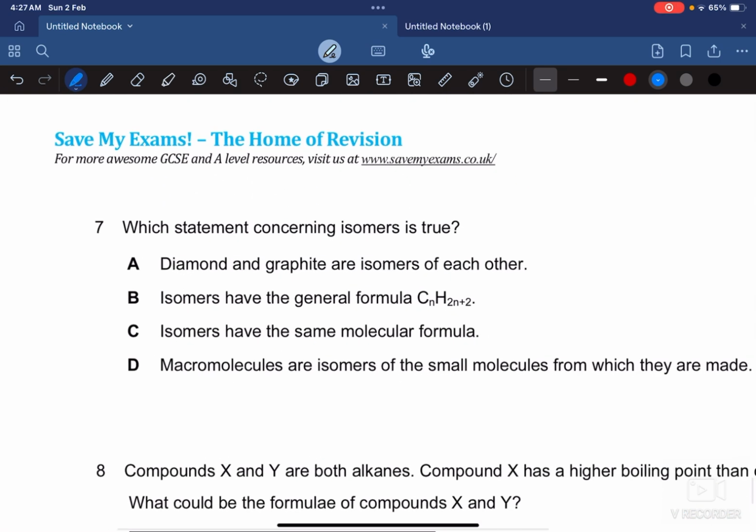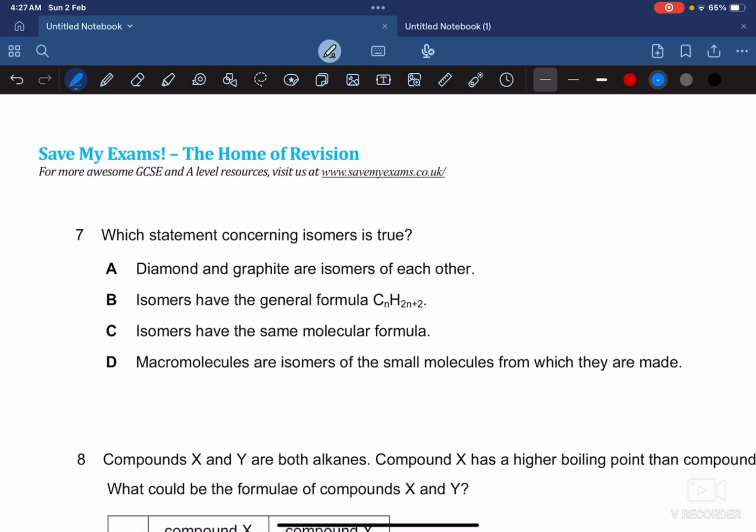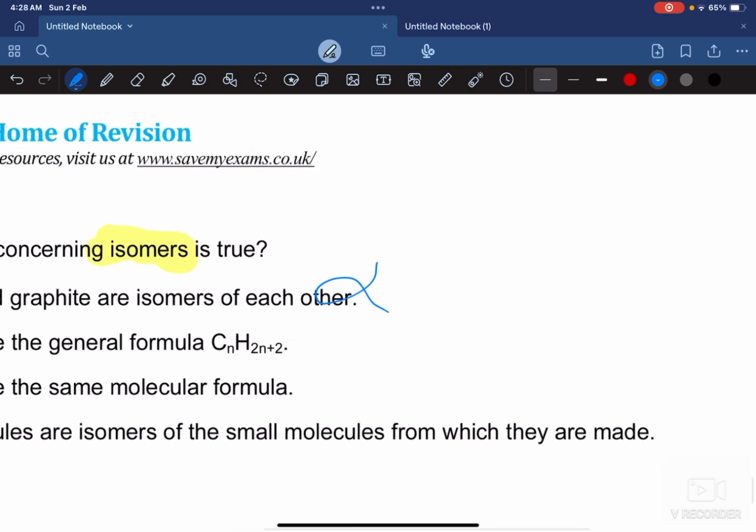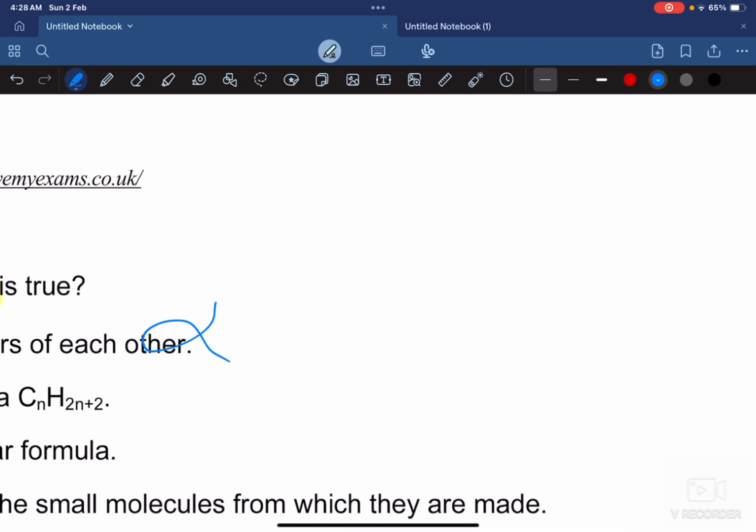Now let's move on to question 7, which says, which statement concerning isomers is true? The key word in this question is isomers. Diamond and graphite are isomers of each other. Not at all. Diamond and graphite are not isomers at all. Why aren't they isomers? Because diamond and graphite are allotropes. What are allotropes? They have the same element but different physical forms.